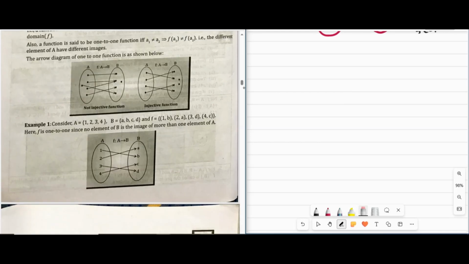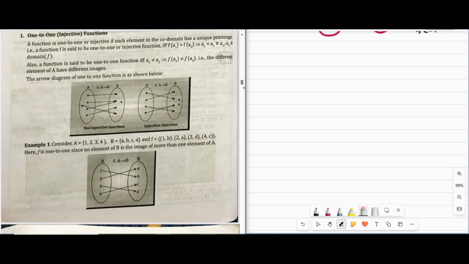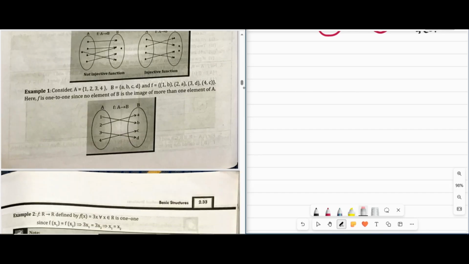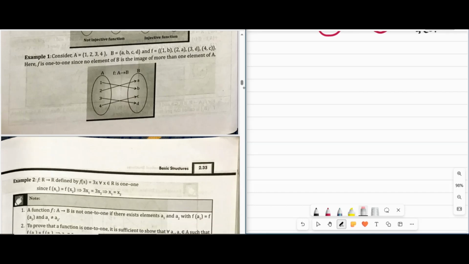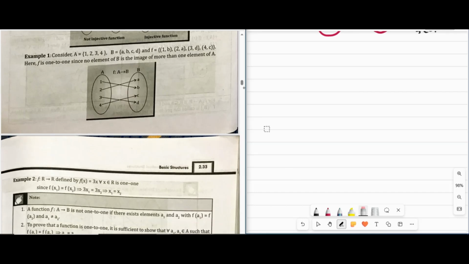Okay, we can prove that by two different methods. One is by mapping and the second one is without a mapping. So I'll just show you both the methods. So suppose they have given a is 1, 2, 3, 4, and b is a, b, c, d.